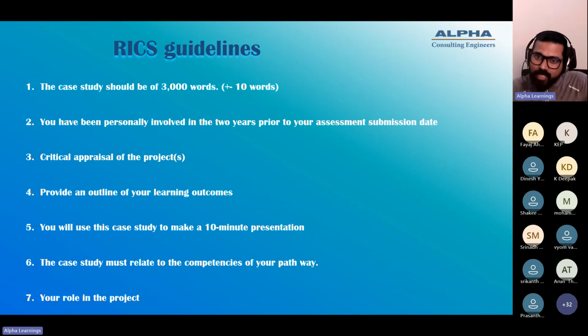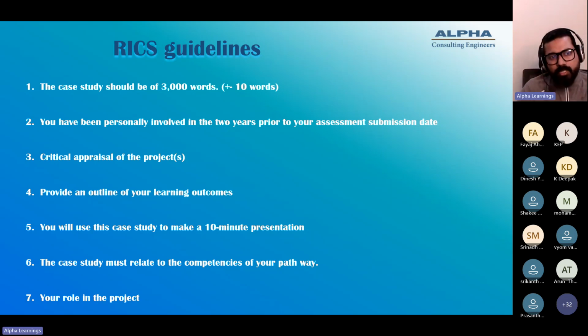So whatever case study you are selecting, make sure that this case study is valid until your final submission date, until you make the final submission. My advice is to select a date as near as possible to your date of submission. The submission date means the date of final submission: 2 years back from the date of final submission.